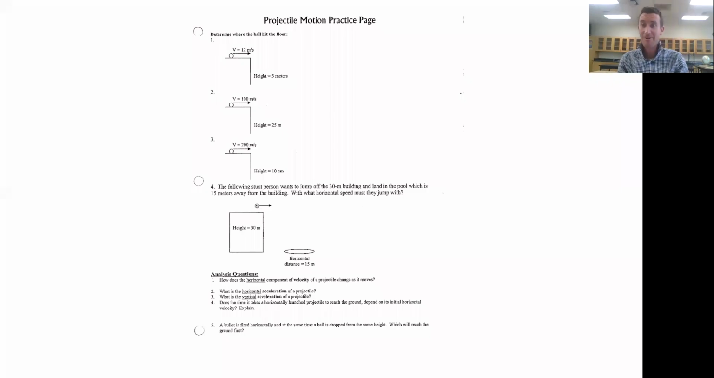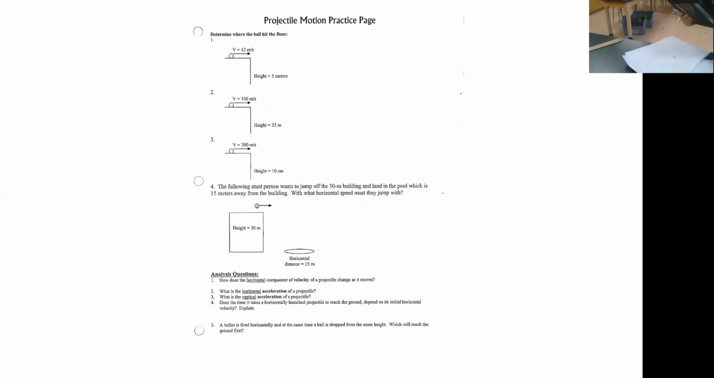Good afternoon. Today, it's a projectile motion practice party. All right. So you have this projectile motion practice page, and we're going to do a few sample questions trying to figure out how do we figure out where a ball hits the floor if we send it horizontally off of a table.